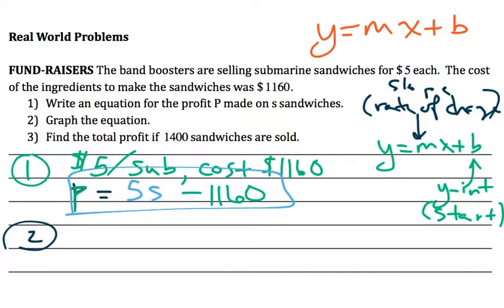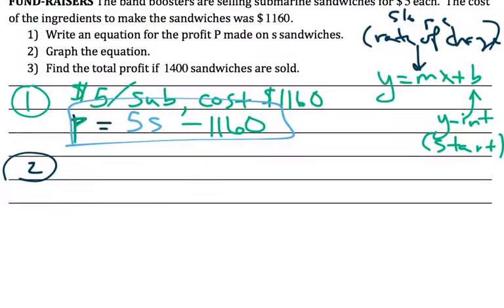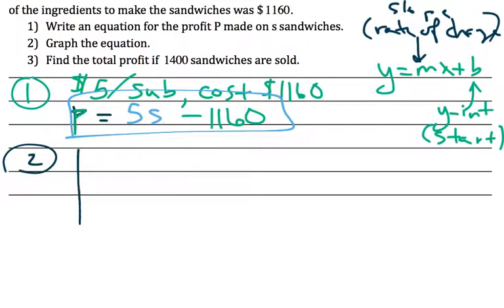2. Graph the equation. Now hopefully you have room, I think you do, but we're not really interested in negative subs, so I'm not going to show anything to the left there. But I am interested in negative money. So here I am writing subs, as well as P for profit.